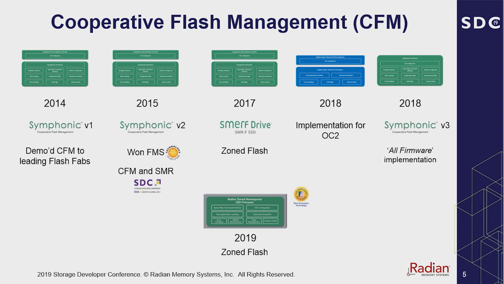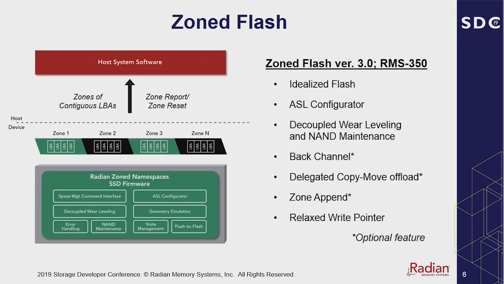And this is the approach that we took forward with our latest release of our Zoned Flash implementation in 2019. That is targeting the upcoming NVMe Express specification for zone namespaces. With our implementation of Zoned Flash, everything follows the same model that we've been using for several years with our original Symphonic CFM drives, apart from some naming conventions and minor layout differences in the API.